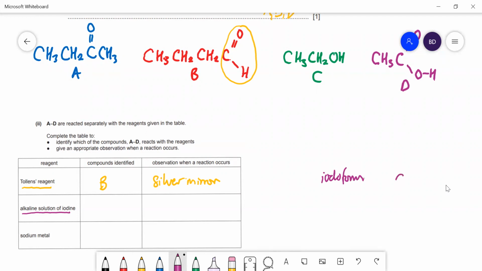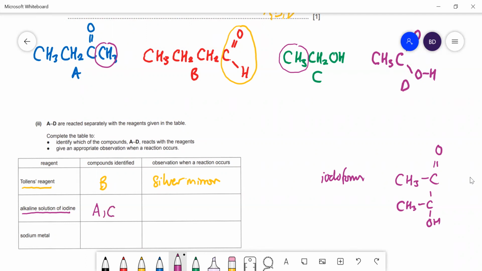Well, you get a yellow precipitate if you have a methyl group next to a carbonyl or a methyl group next to an alcohol. So we're looking for either of those two things. As you can see, A does have a methyl group next to a carbonyl, so A is going to be identified. B won't. C will, because it's got this as ethanol. It's got a CH3 next to an alcohol, so that will also react with it.